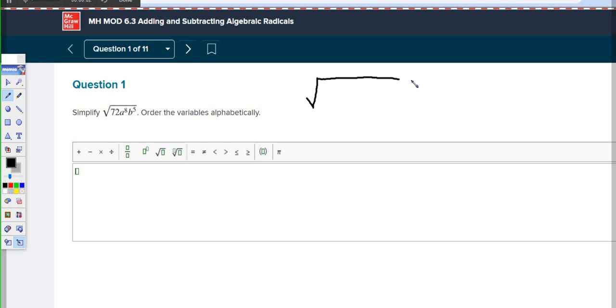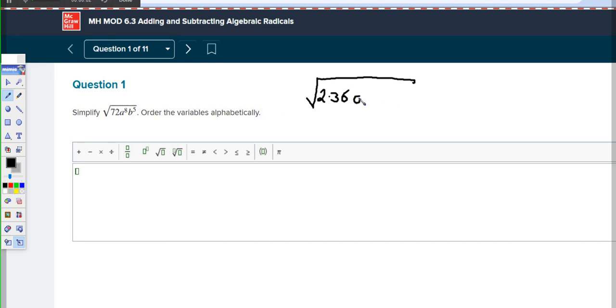This 72, I know 2 times 36 is 72. And I wrote that down because I know the square root of 36 because it's a perfect square. I know the square root of 36 is 6. And then I have a to the 8, b to the 5. And I'll write it a little weird here.